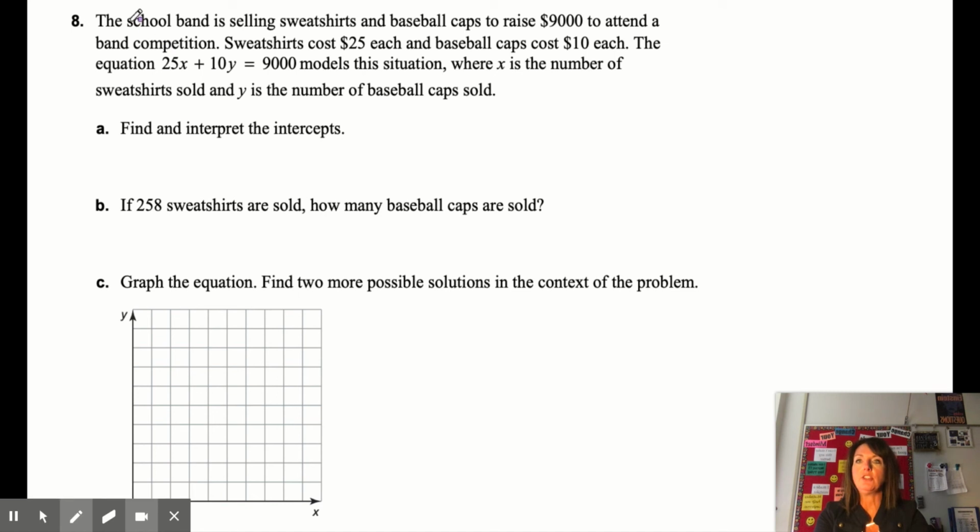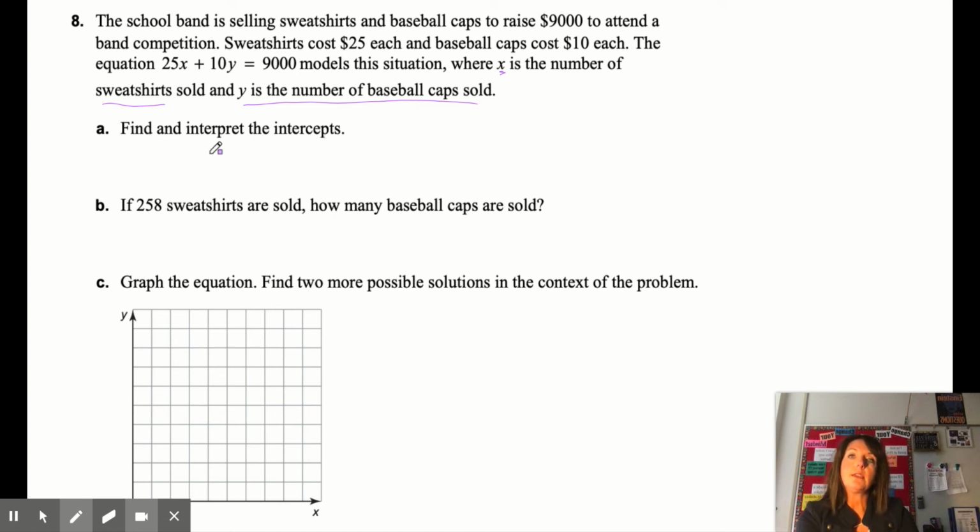For this one, we are given some information here. So we have a school band selling sweatshirts and baseball caps to raise $9,000 to attend a band competition. Sweatshirts cost $25 each, baseball caps are $10 each, and here's the equation. So you can see that the X represents the number of sweatshirts sold. Okay, that's what X is. And Y is the number of caps sold. So if we use this equation, we could find the intercepts, but then let's also interpret them.